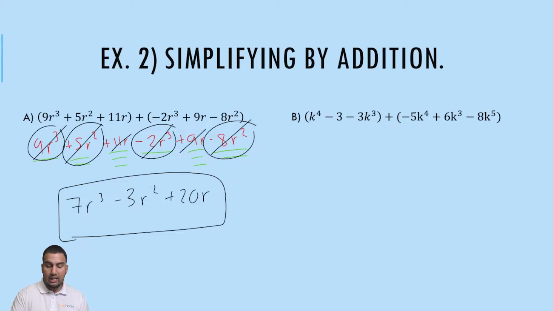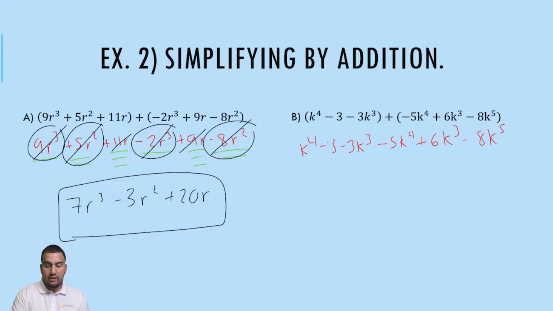So what I'm going to do is I'm going to ask myself, can I drop these parentheses? Because the number in front of the first one is 1 and the one in front of the second one is also 1, I can erase the 1s and I can erase the parentheses. So this is simply going to be k to the 4 minus 3 minus 3k cubed. And then this is going to be a plus minus again, but what do we say? The minus wins, so it's going to be minus 5k to the 4 and then minus 8k to the 5th.